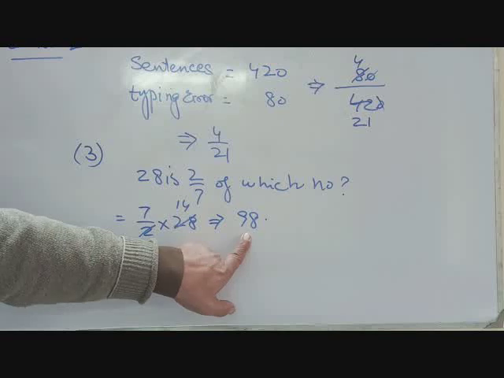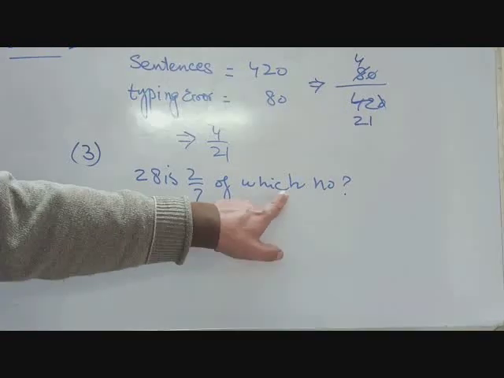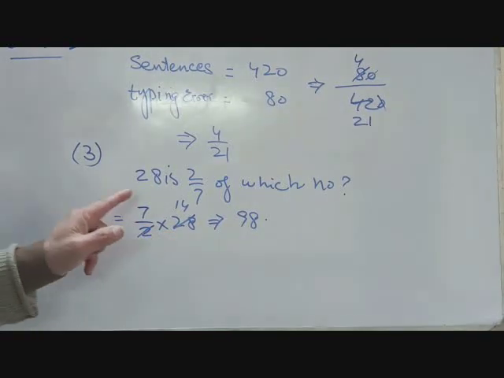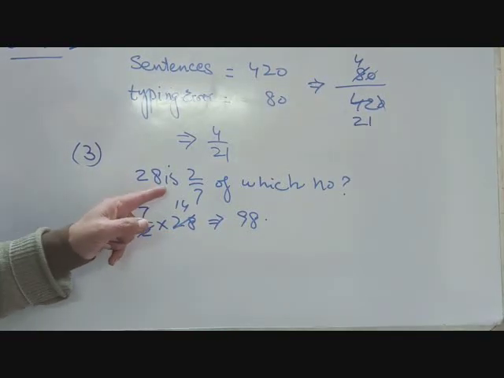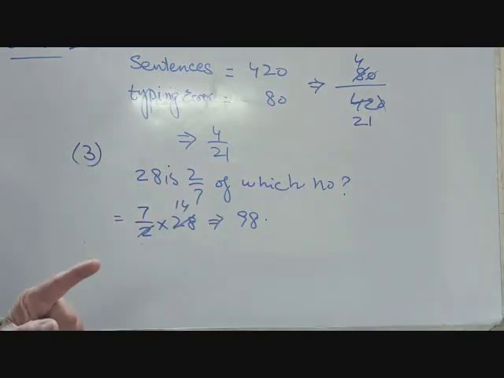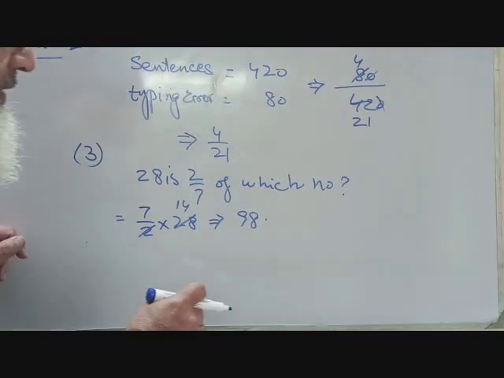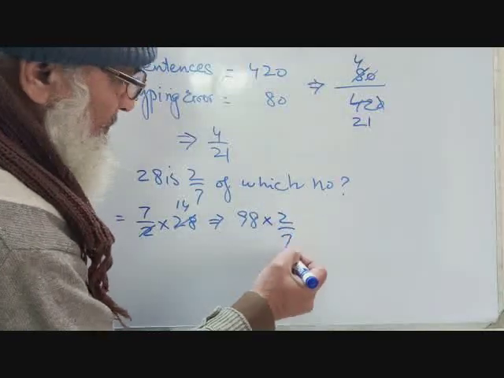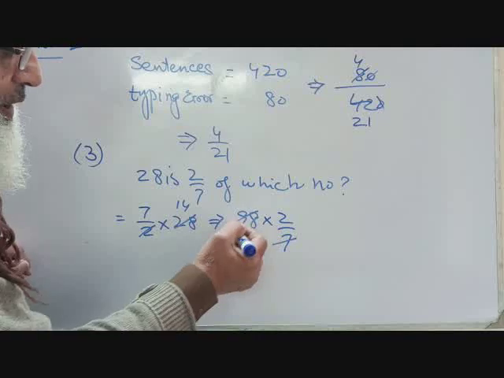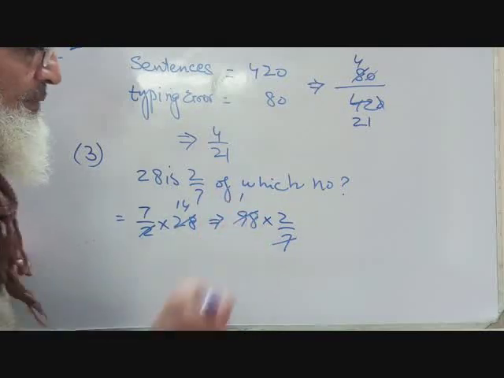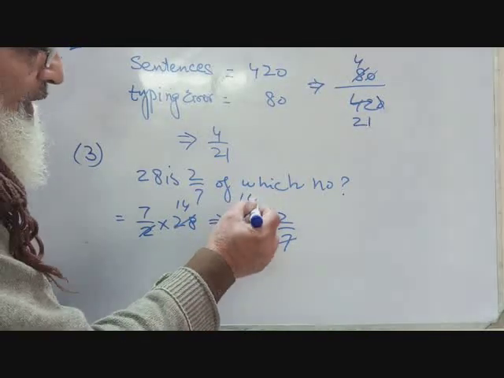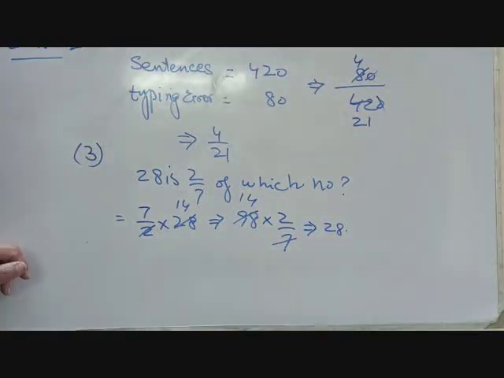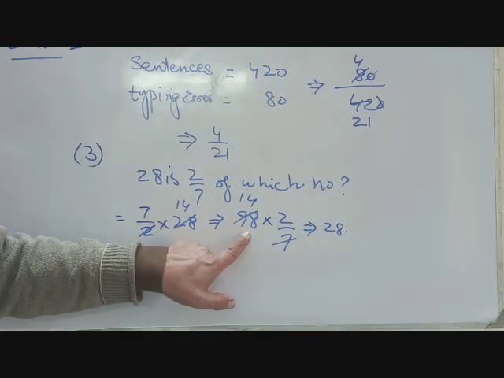Now 98 is the number. 98 is the number which was sought from us, that 28 is 2 by 7 of which number. Now if I do it again like this, you see what comes out: 7 1 times 7, and 7 4 times, and it again becomes 28. So that means our number is correct.